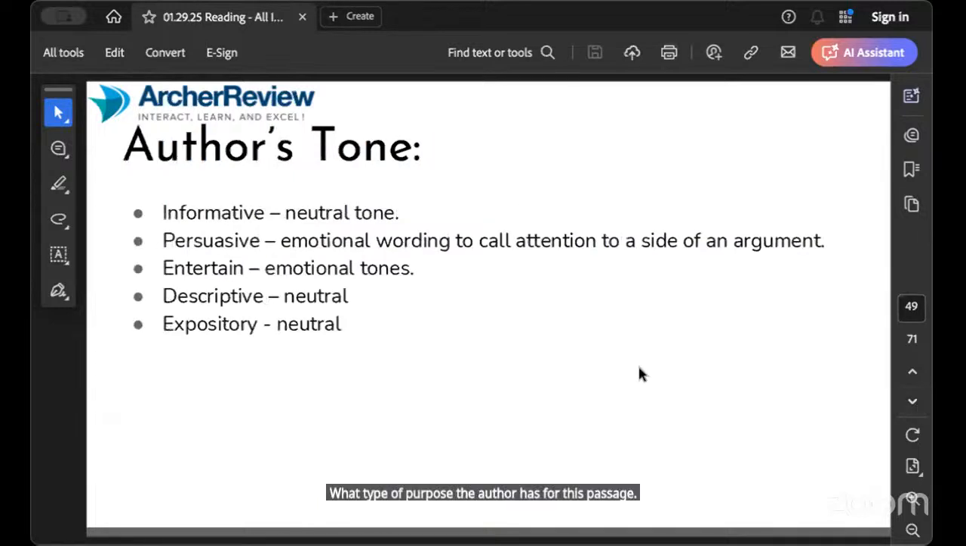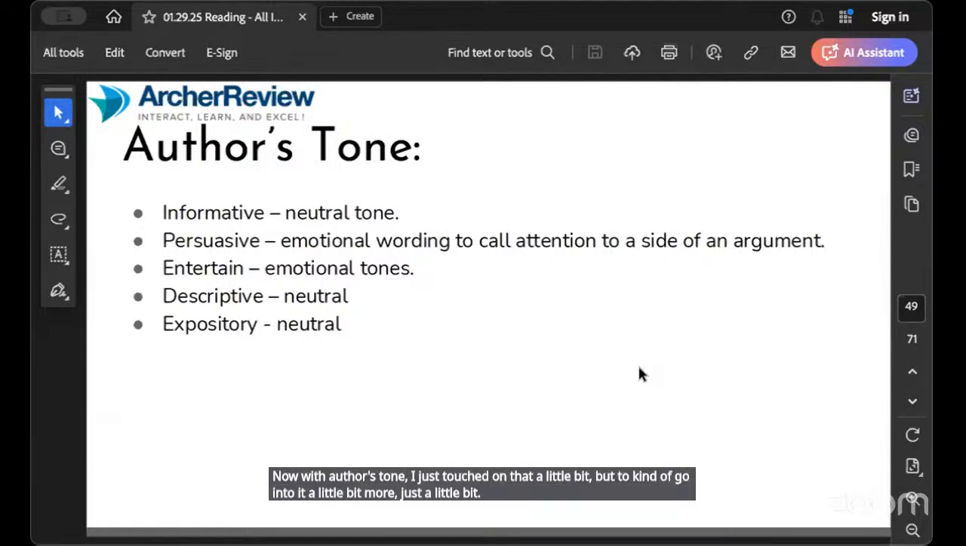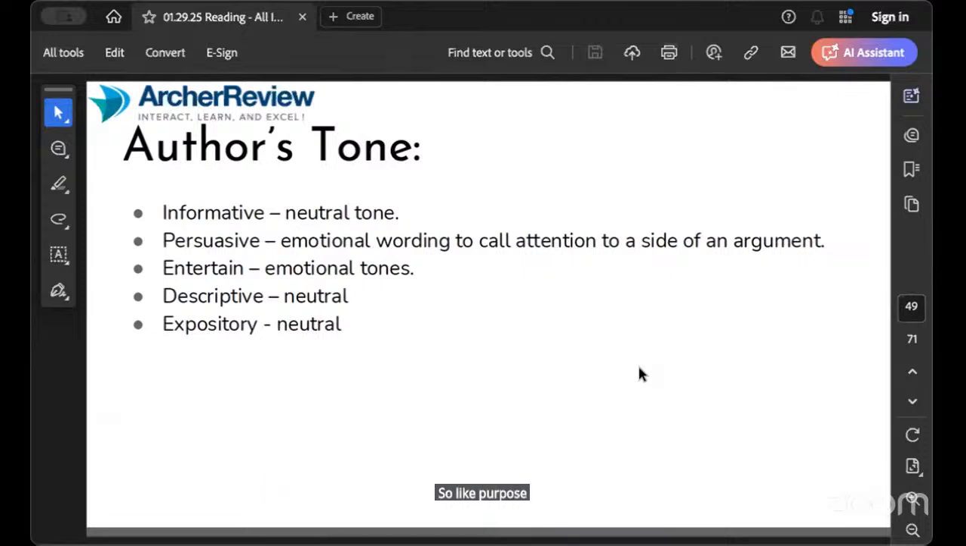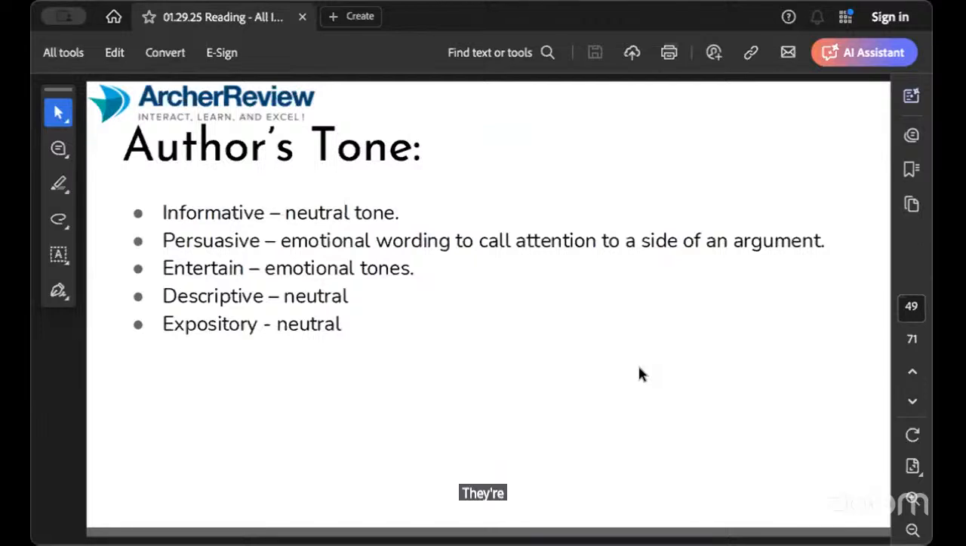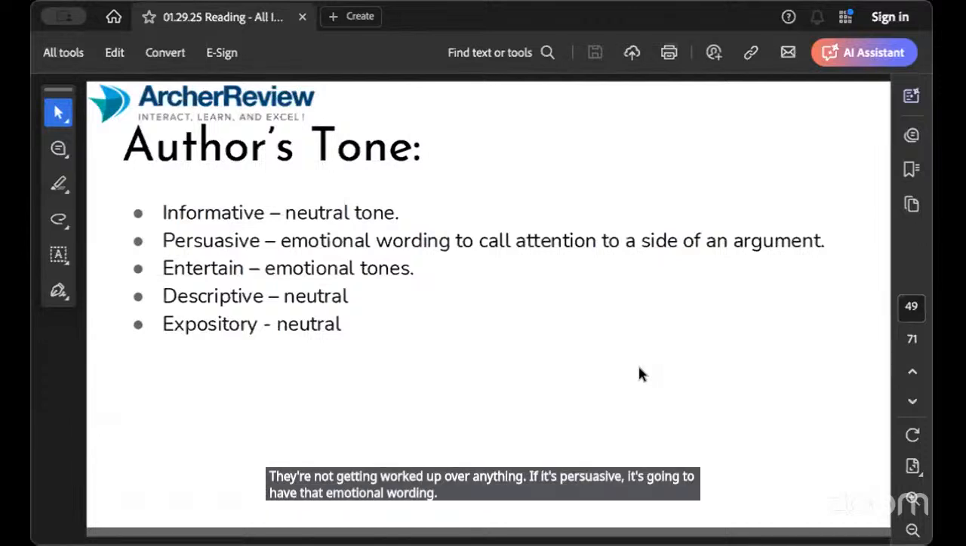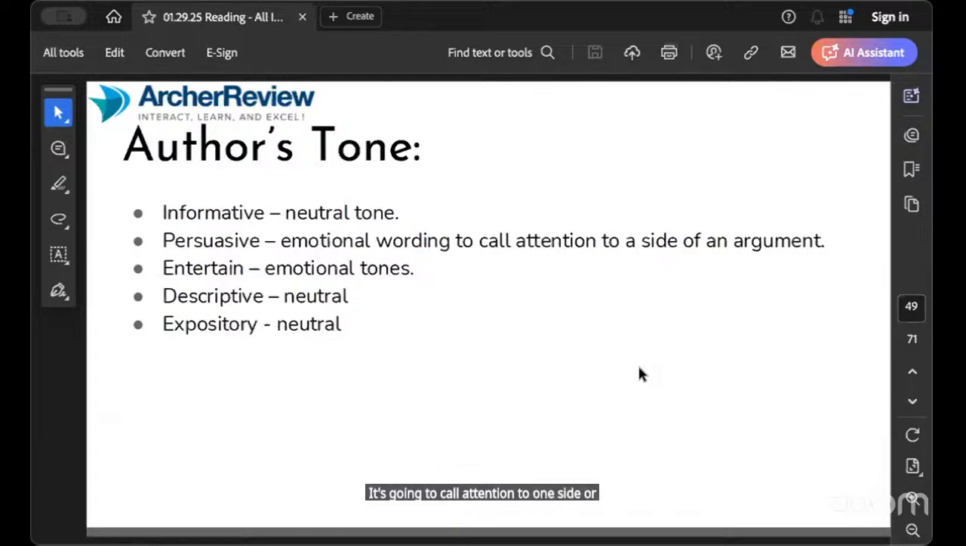Now, with author's tone, I just touched on that a little bit, but to go into it a little bit more. Like purpose, there are different types of author's tone. There is informative, and if you have something that is written to inform, it's going to have a neutral tone because remember, it's just presenting the facts. They're not getting worked up over anything. If it's persuasive, it's going to have that emotional wording. It's going to call attention to one side or another of the argument.